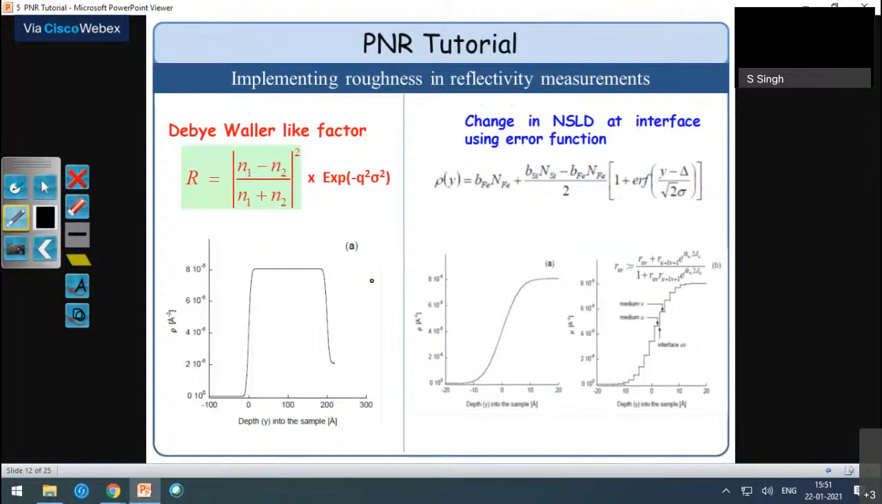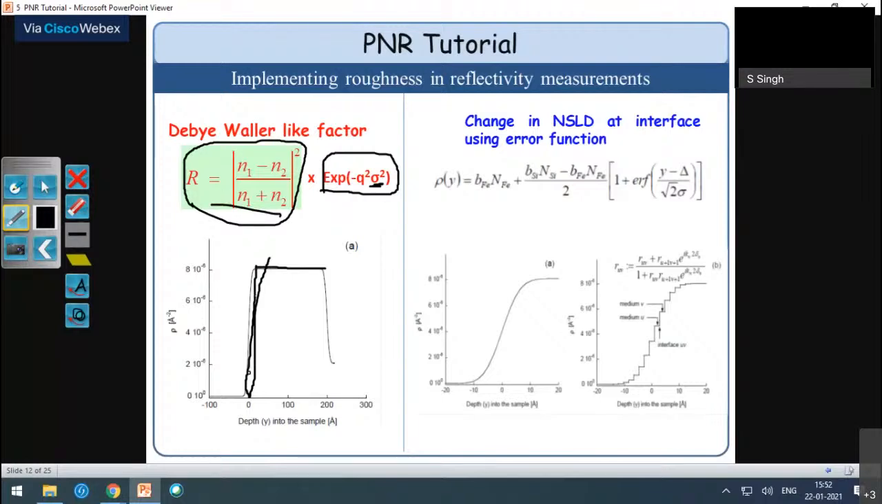So I said in specular reflectivity, the roughness component is incorporated as a Debye-Waller-like factor. So what is that? We have a Fresnel reflectivity from two surfaces A and B, and then we just multiply the reflectivity with exponential of minus q squared sigma squared, where q is 4 pi sine theta by lambda and sigma square we say is roughness. So either you just calculate this way, or the other way is this. There is a sharp interface, and this is the reflectivity for a sharp interface, and you just calculate this sigma value, and then say you have considered the roughness at the interfaces.